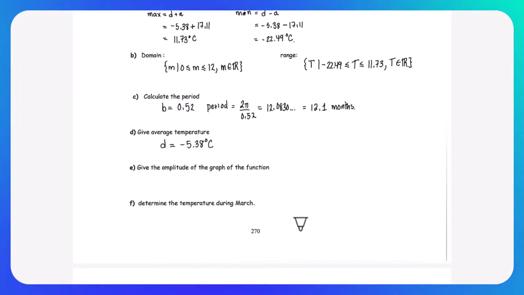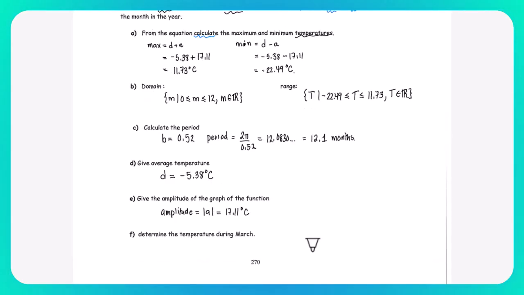And the last two here, amplitude. What is the amplitude of the graph? Well, the amplitude is equal to the absolute value of the A. And in this case, our A value is 17.11, and it's also in degrees Celsius. And it's asking us to determine what is the temperature during March.